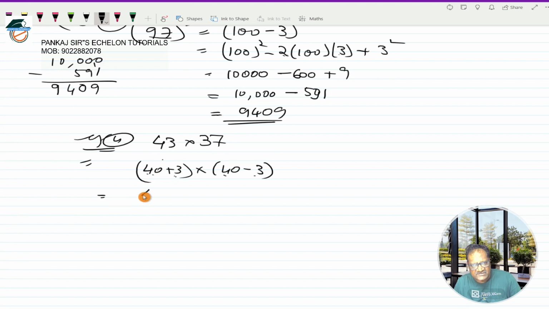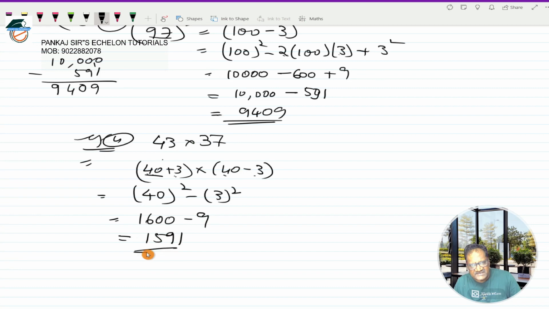So it is very simple. It is a square minus b square. A is 40, b is 3. So 40 square minus 3 square. 40 square will be 1600, 3 square will be 9, and 1600 minus 9 will work out to 1591. And that's the answer for this fourth example.